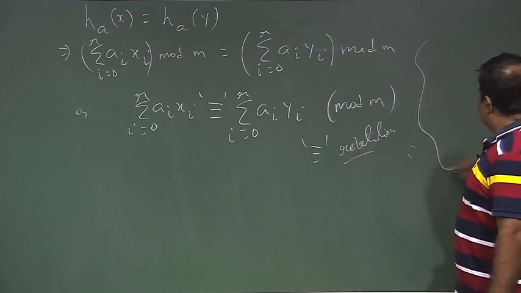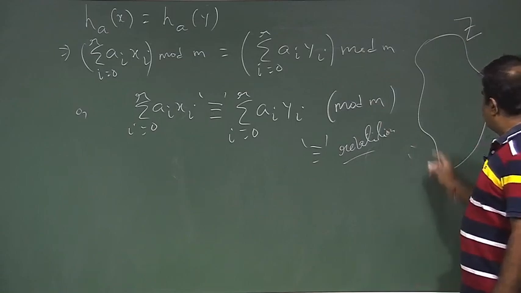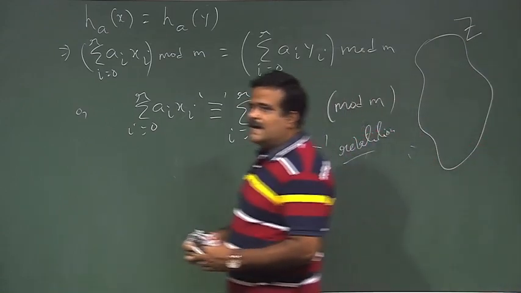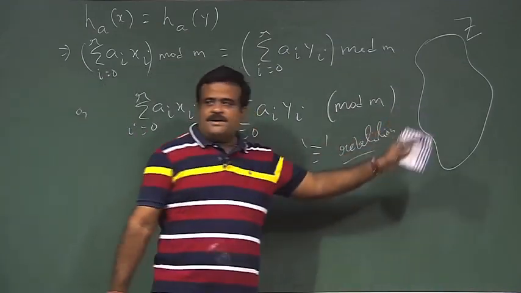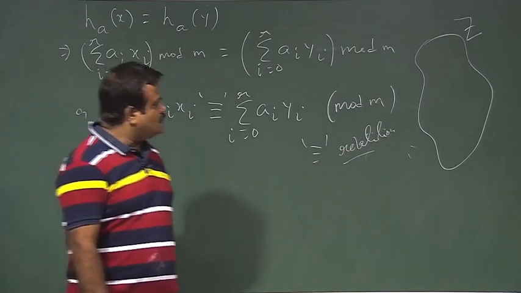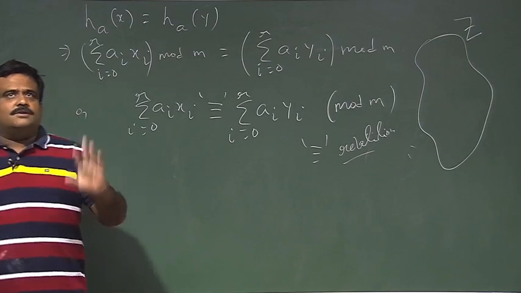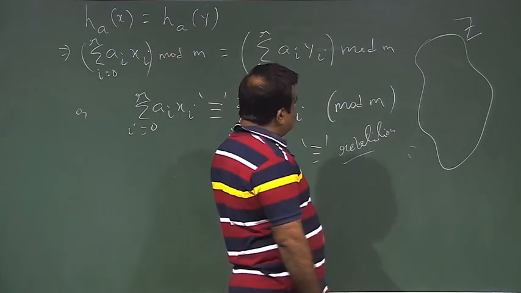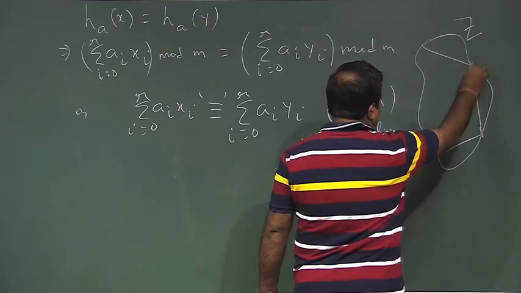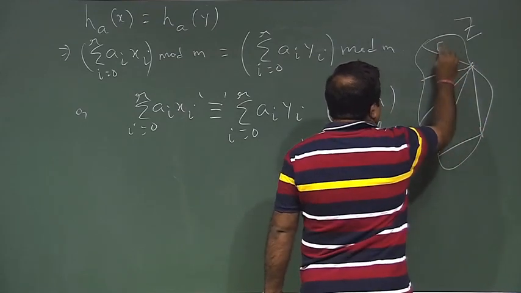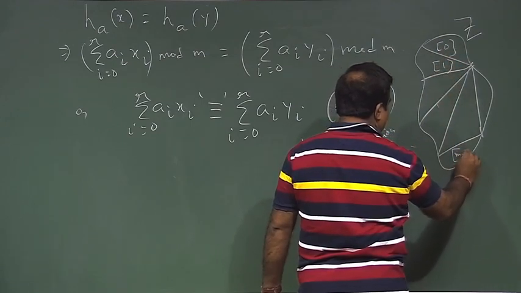Suppose we have a set of integers, this is the integer set. Now we take an m. We take any integer and try to divide it by m. Then what is the remainder? The remainder will be 0 to m minus 1. So if you take any integer and divide it by m, the remainder is 0 to m minus 1. That will be basically the equivalence classes. So this is the 0 class, this is the 1 class, dot dot dot, this is the m minus 1 class.